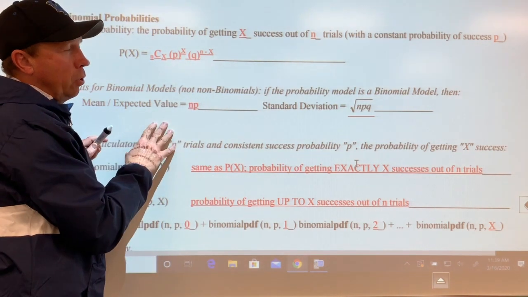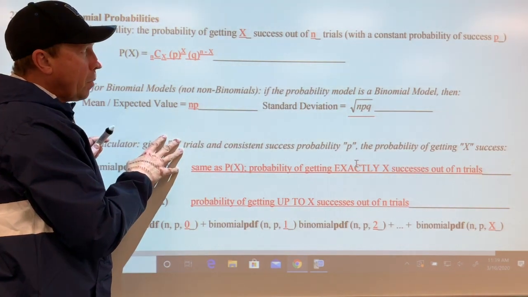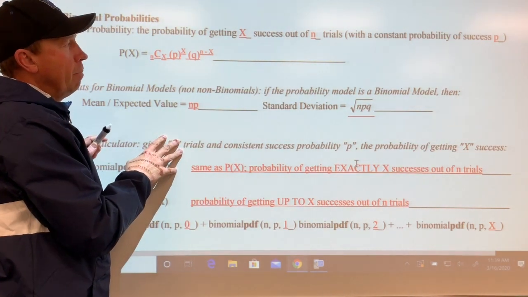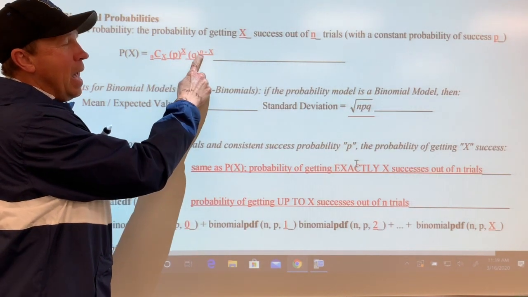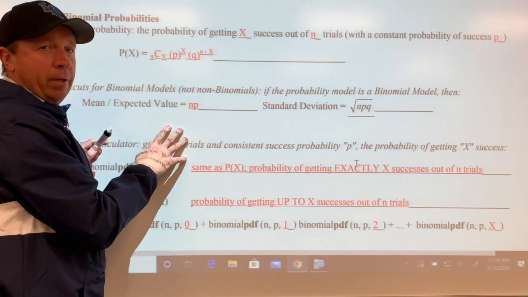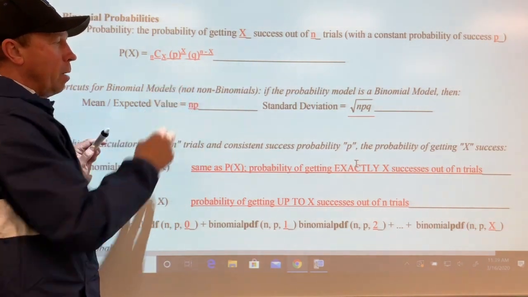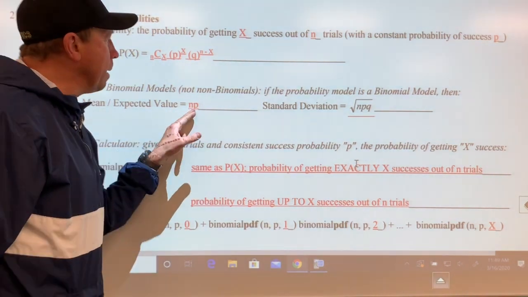X is successes. N is number of trials. And then N minus X will be the failures, okay? So this is all gonna play out here. This is your expected value, N times P. This is simple.